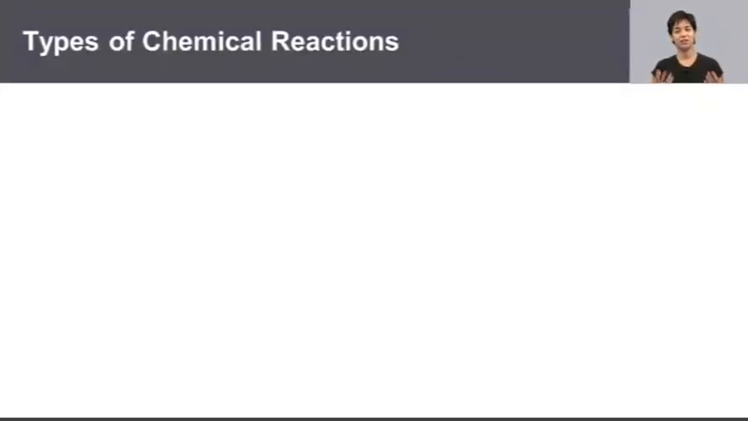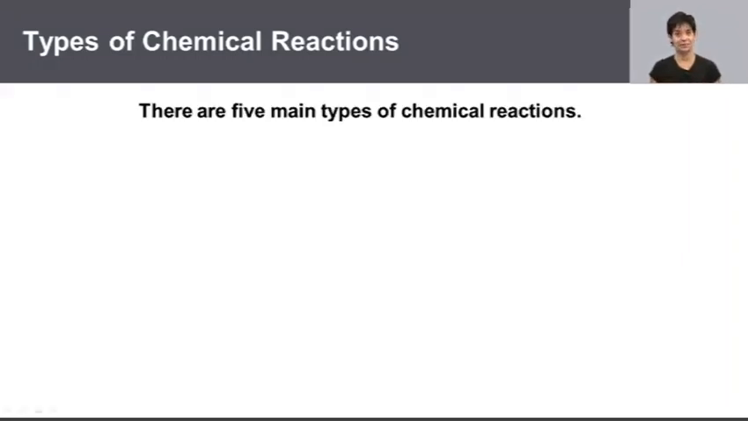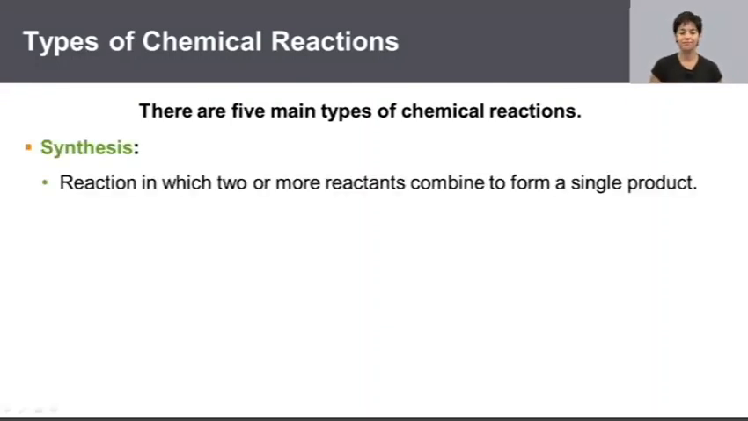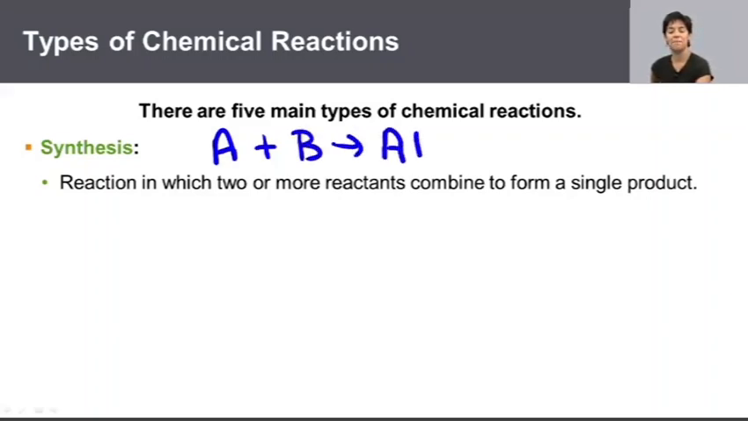Let's talk about types of chemical reactions. There are lots of different types, but we're going to focus on the 5 main types of chemical reactions. The first of these is synthesis. Synthesis is a reaction in which we have 2 reactants coming together to form a new product. So it might look like this. We might say A plus B forms AB. Okay, so far so good.